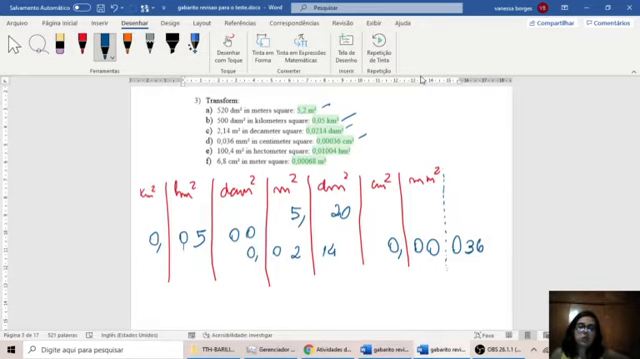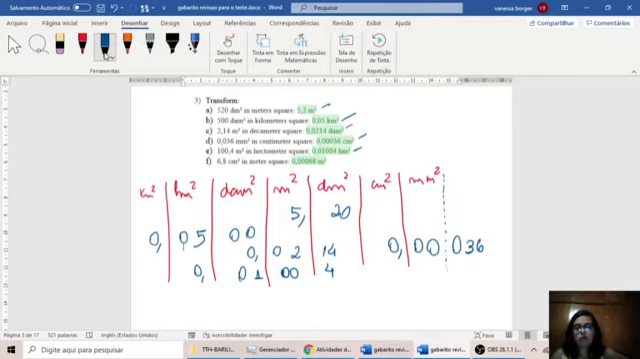Then I have 100.4 meters square. So 100.4 for hectometer square. So I must erase the comma here. I must go until I get to hectometers house, okay, as it is over here. And then the last one from this activity, 6.8 centimeters square.